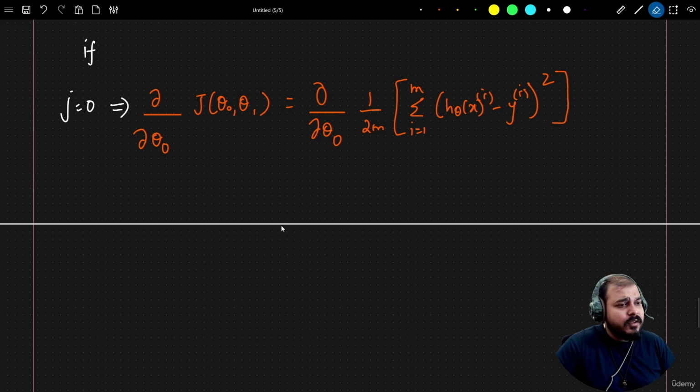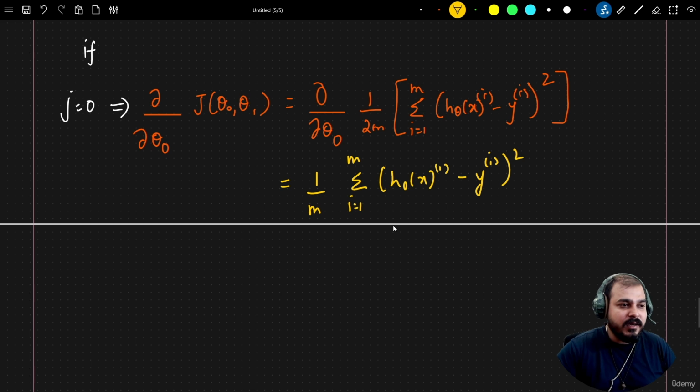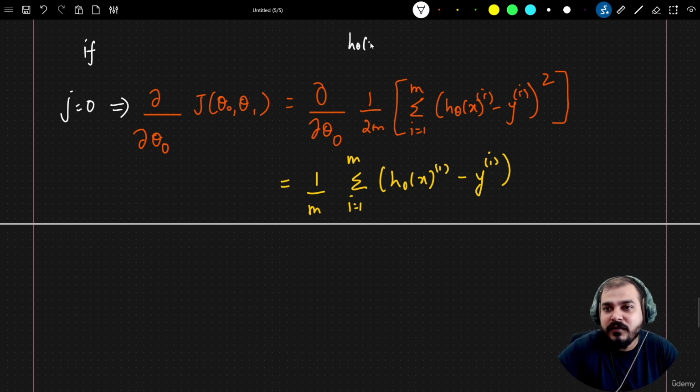Finally, in short, this entire value will get converted to something like this. It will be nothing but 1 by m, because the 2 will come down and 2 and 2 will get cancelled, and here you can write summation of i equals 1 to m of h theta of x of i minus y of i. Not whole square, because the 2 will come down. So this is my entire derivative. And h theta of x, you know what it is: it is nothing but theta 0 plus theta 1 x.